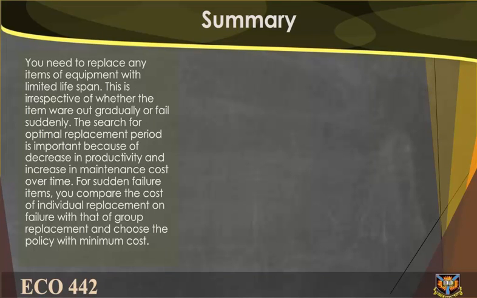Summary. You need to replace any items of equipment with limited lifespan. This is irrespective of whether the item wear out gradually or fail suddenly. The search for optimal replacement period is important because of decrease in productivity and increase in maintenance cost over time. For sudden failure items, you compare the cost of individual replacement on failure with that of group replacement and choose the policy with minimum cost.